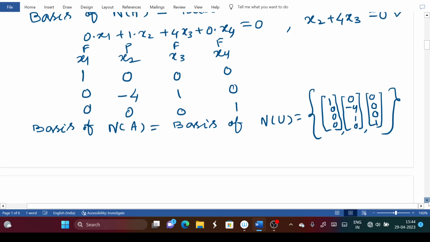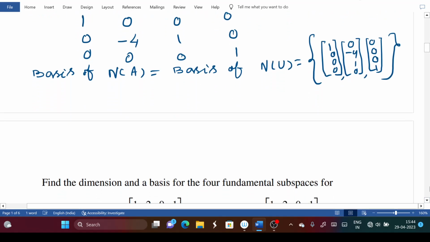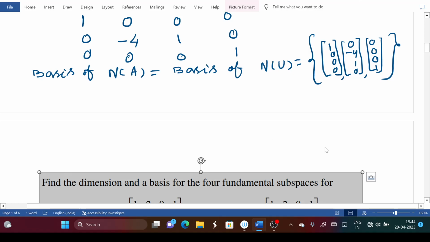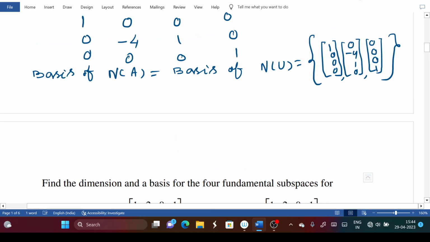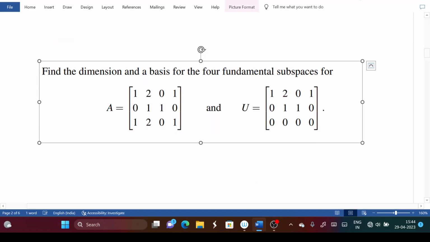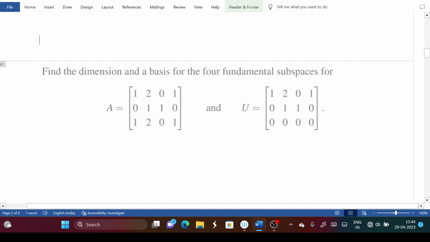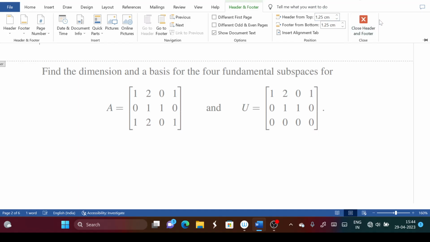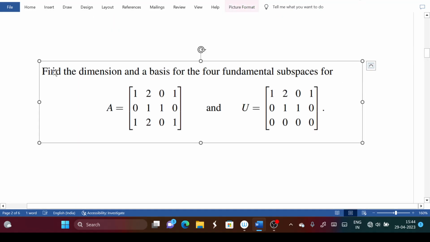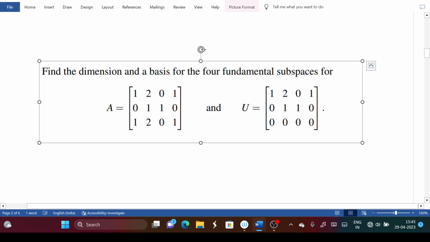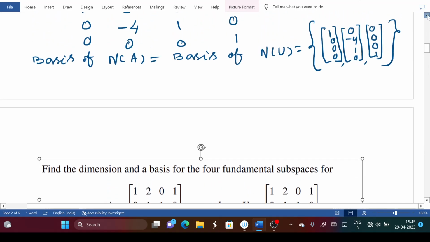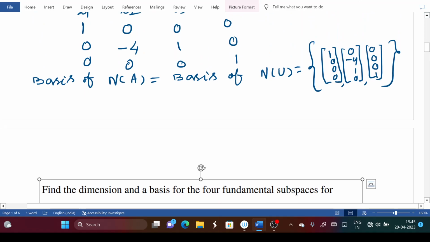Okay, left null space basis, we got it. Next we will go for the rest of the question, which I will probably have to do a little bit below. Before time I have not given any answers.